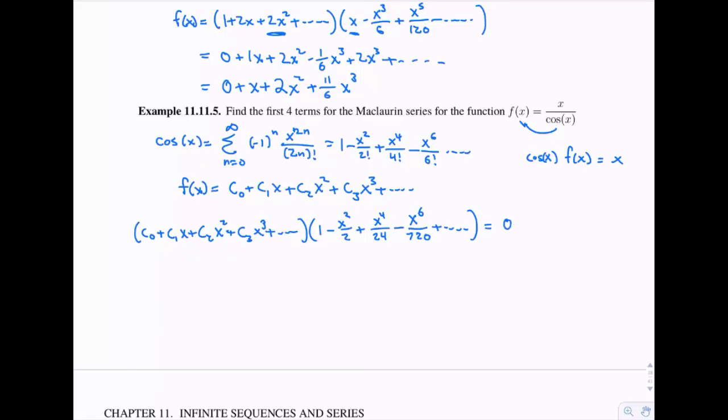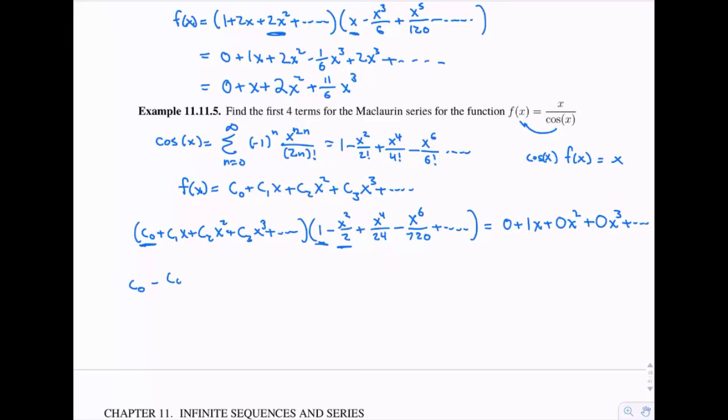Okay, so equal to x. Well, another way you can write x is 0 plus 1x plus 0x squared plus 0x cubed plus ... And again, we're going to multiply these things together to figure out all the different ways that we can make constant terms, like c0 times 1. We're going to try to figure out all the different ways to make linear terms, all the different ways to make quadratic terms, all these sorts of things.